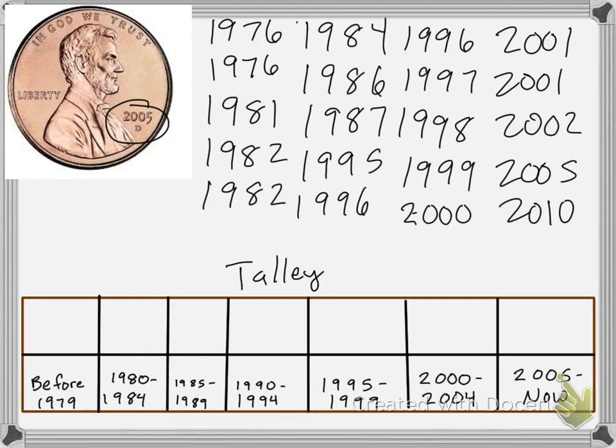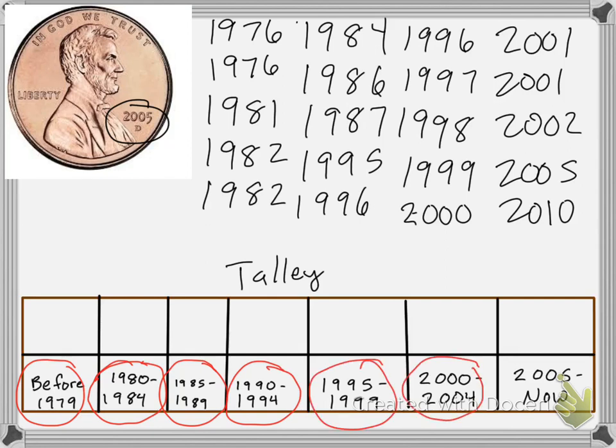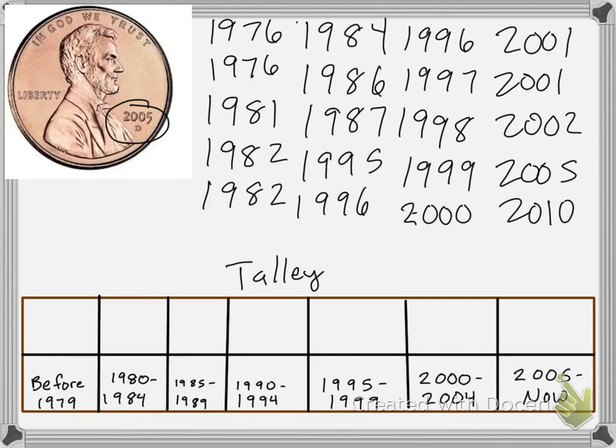Do you think more of these pennies were made before or after you were born? Okay. So what we're going to do is count how many pennies were made before 1979, between 1980 and 1984, 85 through 89, 90 through 94, 95 through 99, 2000 to 2004, and 2005 to now. So let's count them and make some tally marks. Tally marks is how we keep track of how many of something we have.